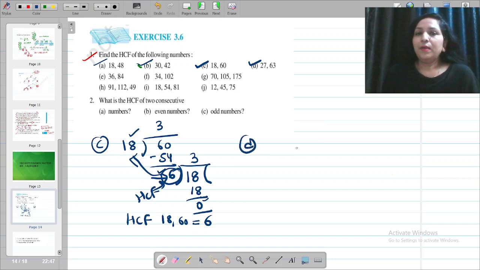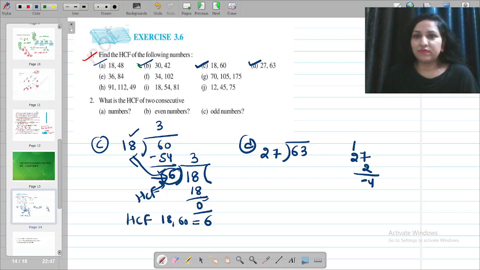D part, bigger number in, smaller number out. Now, let us check what is 27 into 2. 7 into 2 is 14. 2 into 2 is 4 plus 1 is 5. We can go till second position. 27 into 2 is 54. Quickly get the difference of 63 and 54. It is 9.